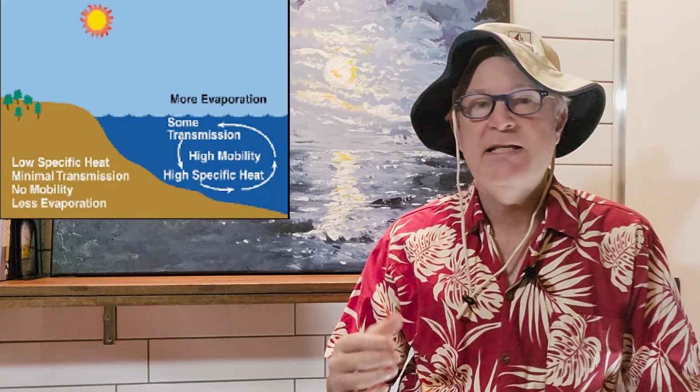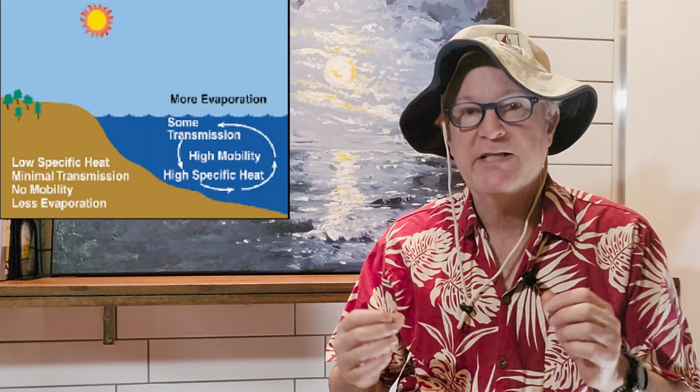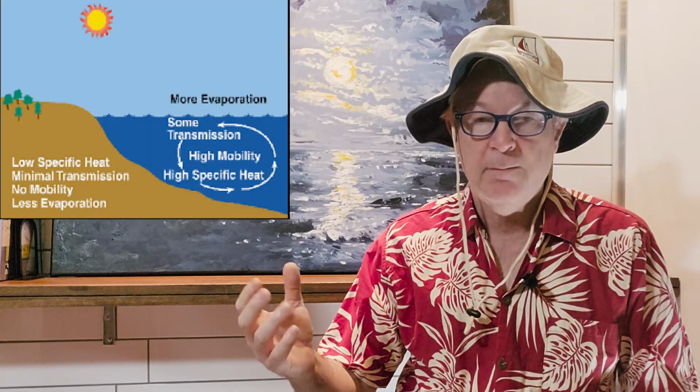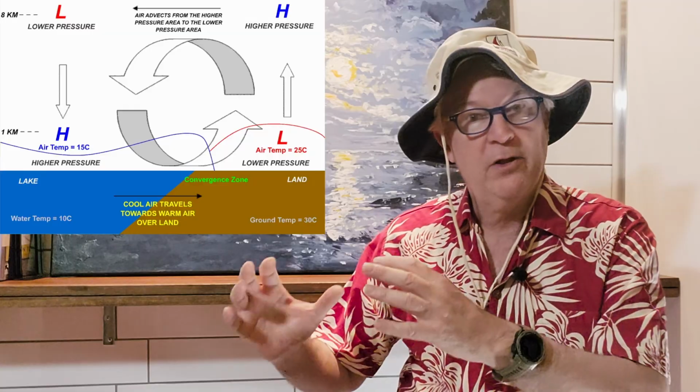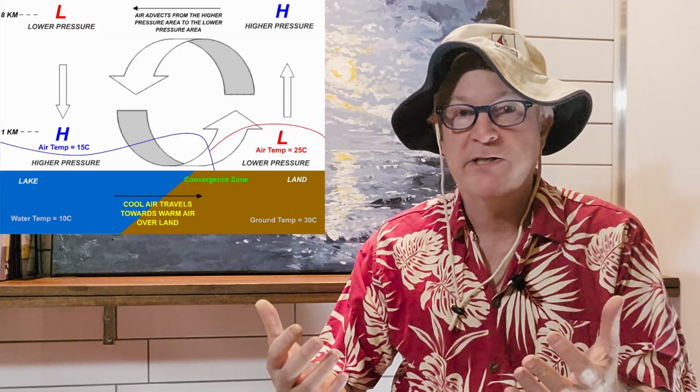This is based on the idea that water temperature changes seasonally much slower than the land temperature. In June, the water of Lake Michigan will be much cooler than would be the case in August or September. So the localized effect would be high pressure over the lake, especially in the early part of the summer.